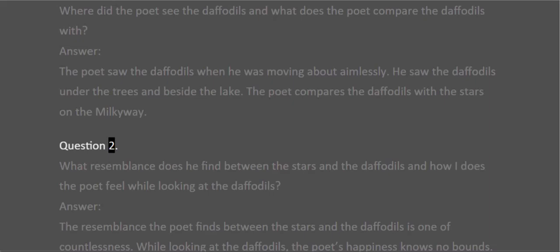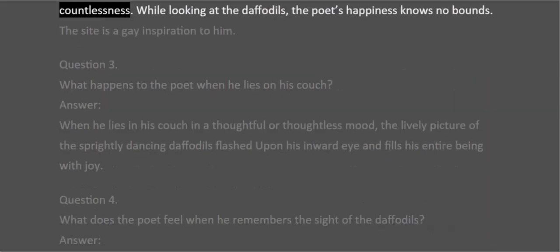Question 2. What resemblance does he find between the stars and the daffodils and how does the poet feel while looking at the daffodils? Answer. The resemblance the poet finds between the stars and the daffodils is one of countlessness.